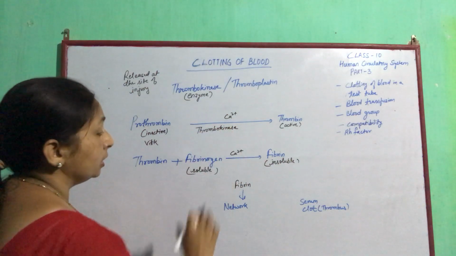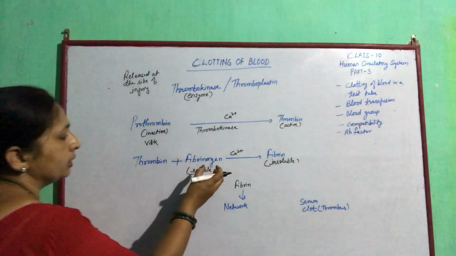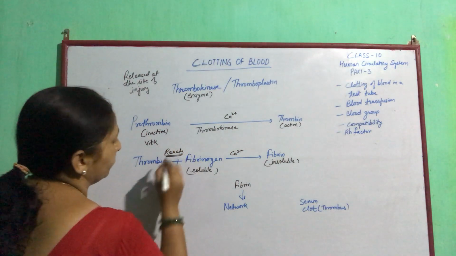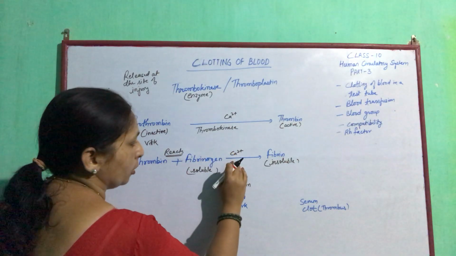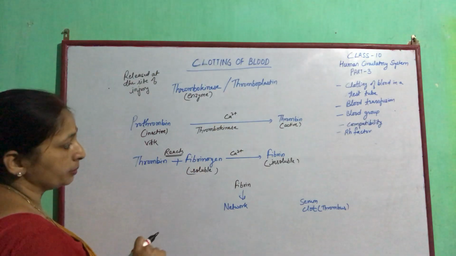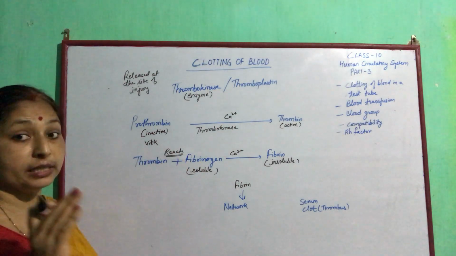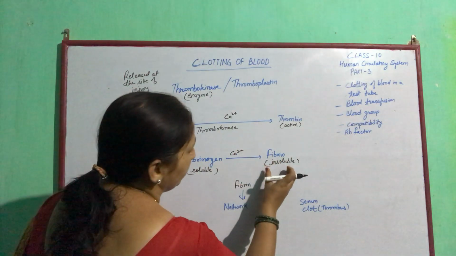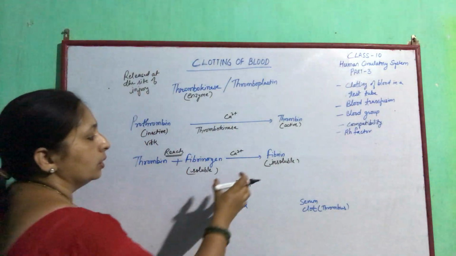Now the thrombin which is formed reacts with fibrinogen, and again this process takes place in the presence of calcium ions. When thrombin reacts with fibrinogen, which is a soluble component, it forms fibrin, which is insoluble.